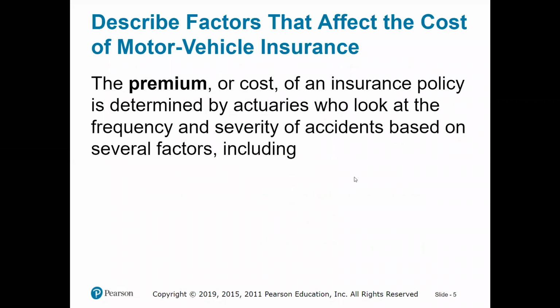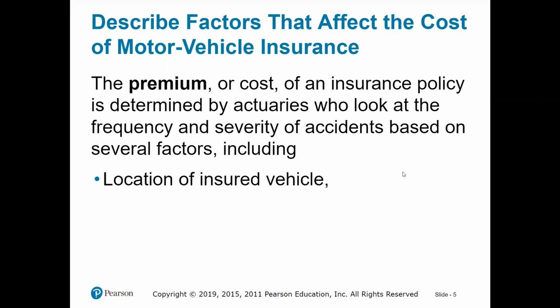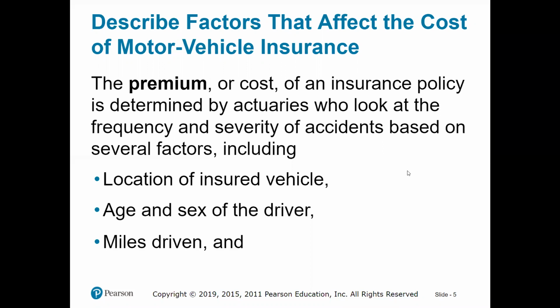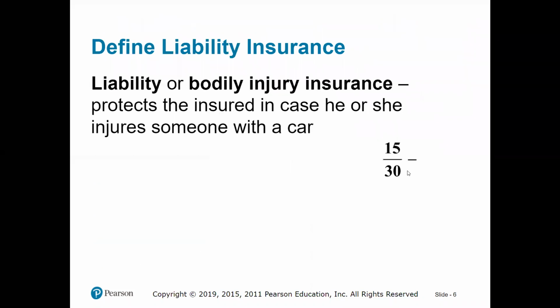All right, so describe factors that affect the cost of motor vehicle insurance. The premium or cost of an insurance policy is determined by actuaries who look at the frequency and severity of accidents based on several factors, including location of insured vehicle, age and sex of the driver, miles driven, and driving history of the driver. Liability or bodily injury insurance protects the insured in the case he or she injures someone with a car.